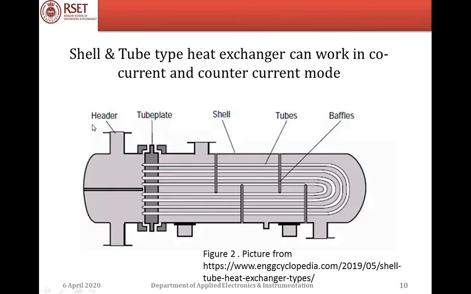Shown in the figure is a diagram of a typical shell and tube heat exchanger. This portion represents the hot side, and this portion along with this tubing represents the cold side. The working principle of the heat exchanger is very simple. When the fluid on the hot side flows in this direction and the fluid through the cold side flows in this direction, the heat transfer will occur in the contact area. Thus naturally the hot fluid will get colder and the cold fluid will get hotter.